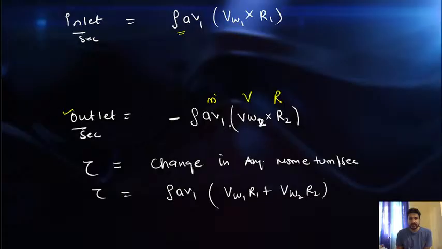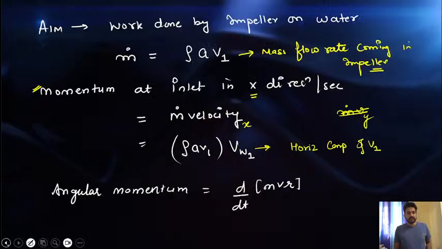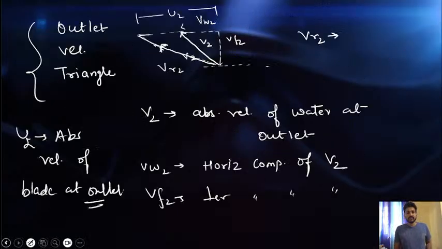At the outlet, what is the velocity of V2 in the horizontal direction? That is VW2, right? I hope this is clear to you. Does my point make sense? Okay, and R2. Why did I put the negative sign? If you see the direction of VW2, it is opposite to VW1. So this is my V2.